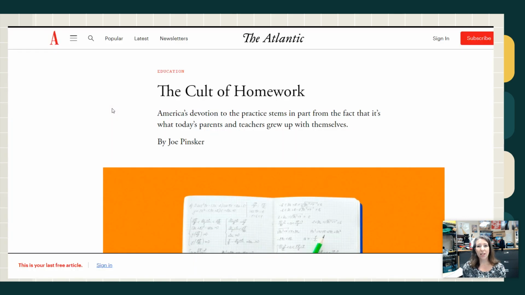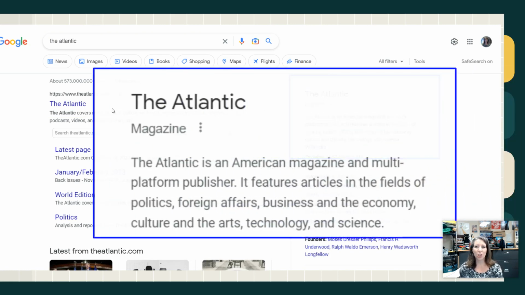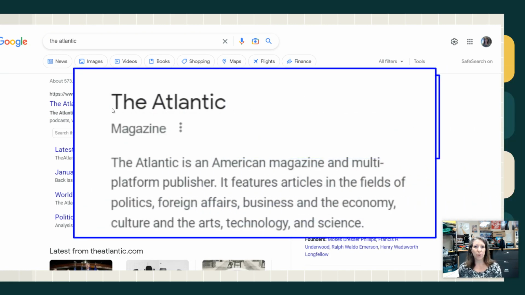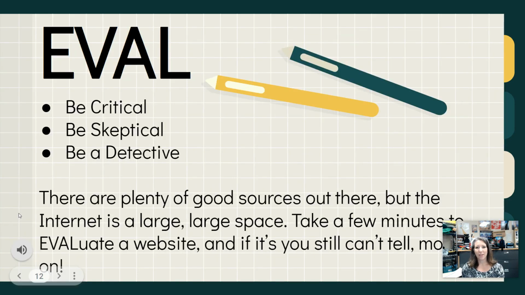So for example, here's The Atlantic. What is The Atlantic? This is a story called The Cult of Homework by Joe Pinsker. So first I'm going to Google The Atlantic. Oh, it's a magazine. That sounds pretty good. But I am curious about Joe. Here's Joe Pinsker. He used to write for The Atlantic. Now he writes for the Wall Street Journal, a highly respected newspaper. And so we know he is.